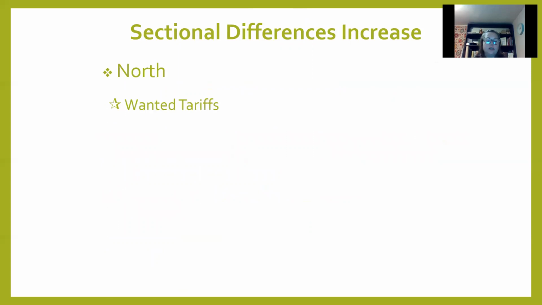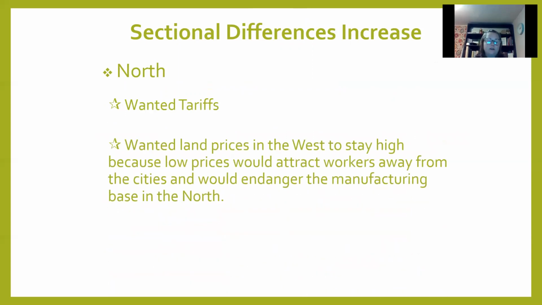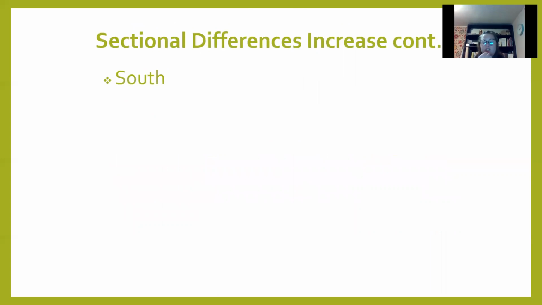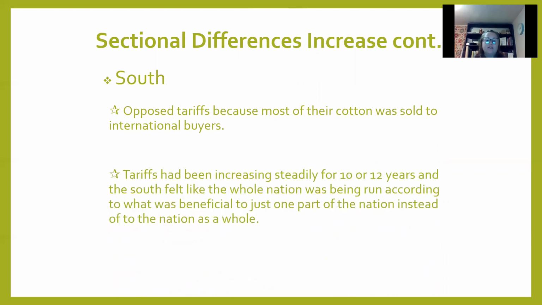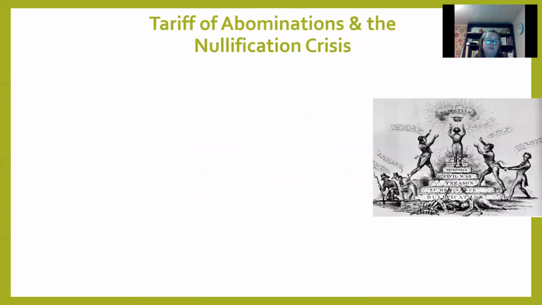Sectional differences increased. The North wanted tariffs, so we see this dividing of the country growing, okay? They wanted land prices in the West to stay high because low prices would attract workers away from the cities and would endanger the manufacturing base in the North. The South opposed tariffs because most of their cotton was sold to international buyers. Tariffs had been increasing steadily for 10 or 12 years, and the South felt like the whole nation was being run according to what was beneficial to just one part of the nation instead of to the nation as a whole.